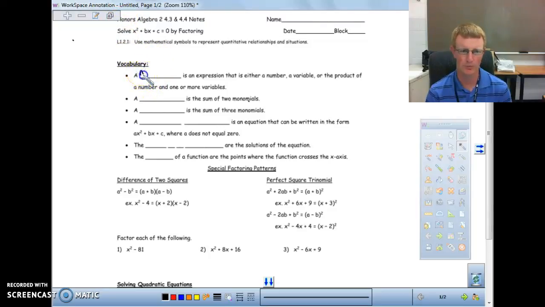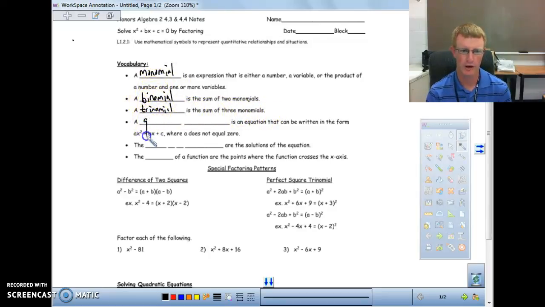So monomial is our first one. M-O-N-O-M-I-A-L is an expression that is either a number, variable, or the product of a number and one or more variables. Basically, it's a single term. A binomial is the sum or difference of two monomials, x plus 5, binomial. Okay, a trinomial, I'm guessing you could figure that out, is the sum or difference of three monomials.